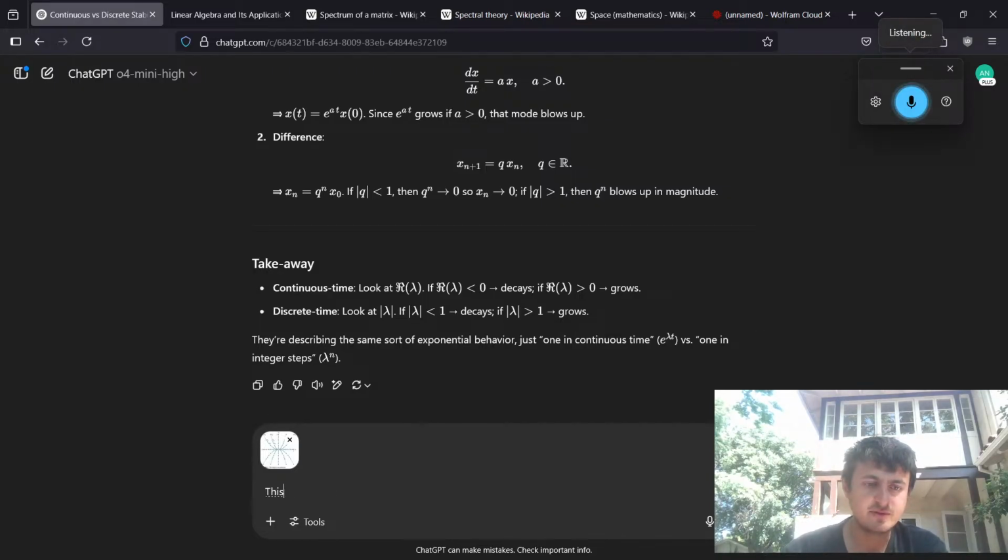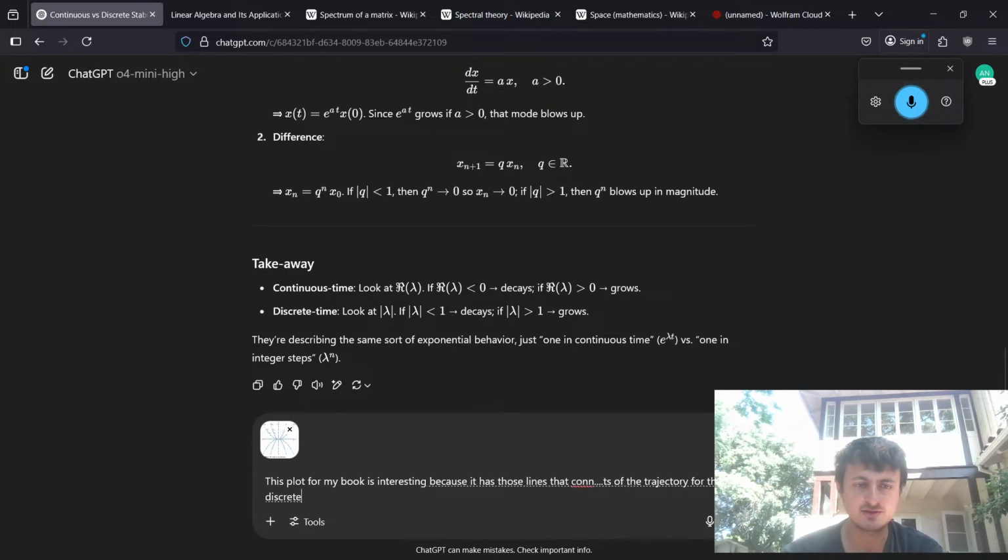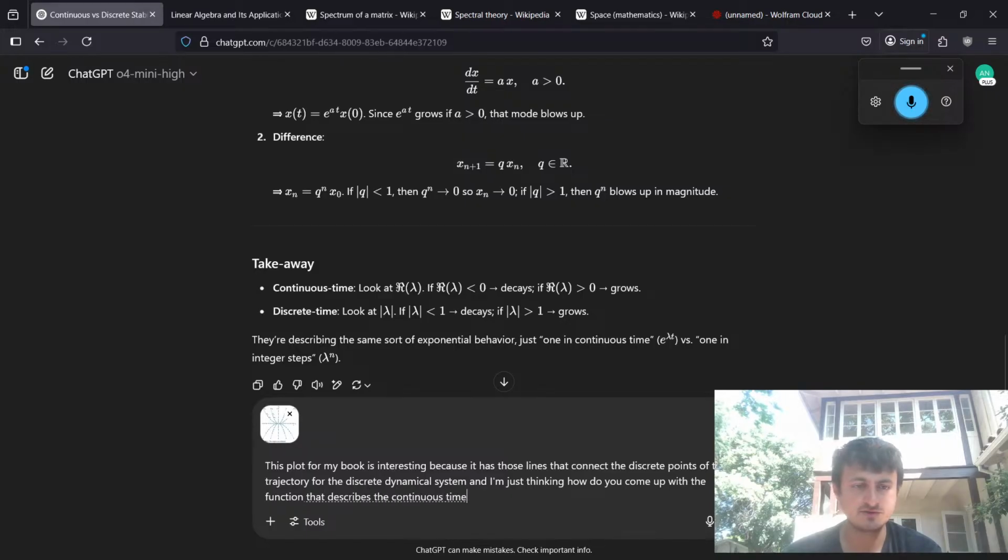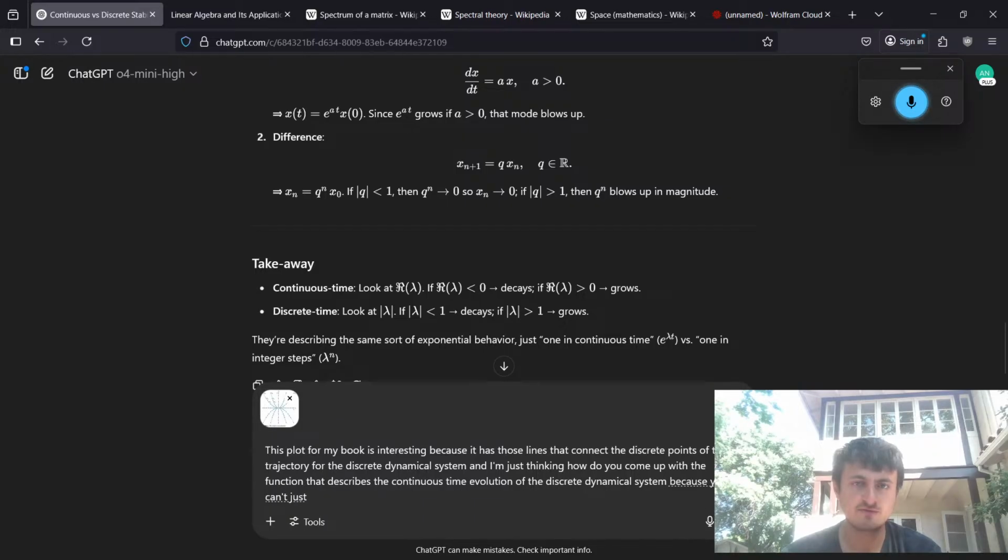This plot for my book is interesting because it has those lines that connect the discrete points of the trajectory for the discrete dynamical system. And I'm just thinking, how do you come up with the function that describes the continuous time evolution of the discrete dynamical system? Because you can't just do the conversion where you turn it into x prime equal to ax, because then it's going to grow.